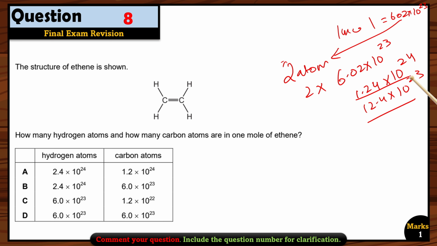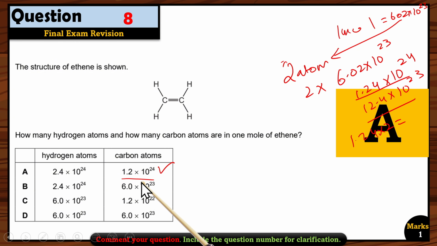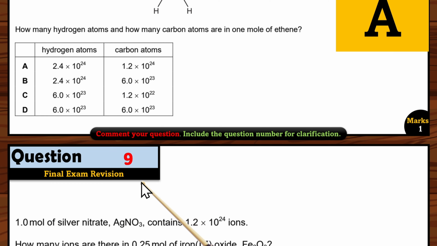You can see which option has this one. So if you see for the carbon atoms, 1.2 into 10 raised to power 23, this option A is right. You don't need to calculate for the hydrogen to save your time, but if you still want to calculate, you can see that hydrogen are double than the carbon, right? So it should be double than 1.24. So if you multiply 1.24 with 2, what you will get? It will be 2.4 into 10 raised to power 24. So option A, of course, is the right option. Hydrogen atoms, we have 2.4, and carbon atoms, we have 1.2.